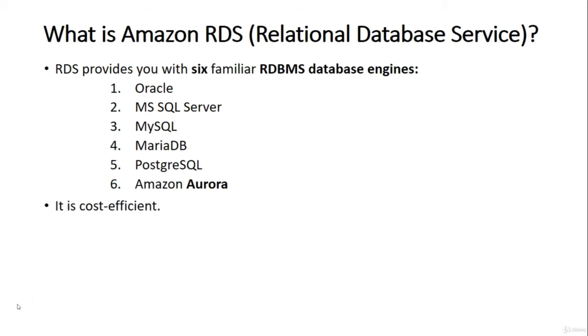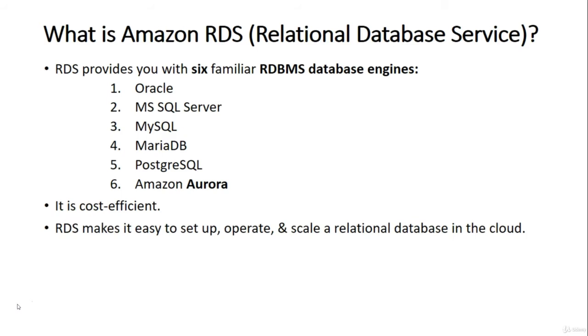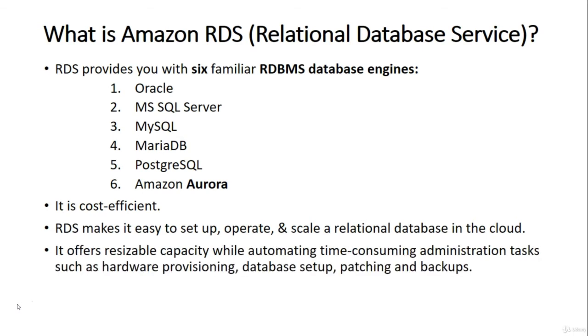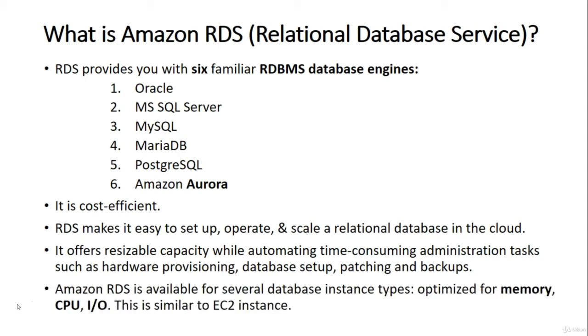RDS is cost efficient. RDS makes it easy to set up, operate, and scale a relational database in the cloud. It offers resizable capacity while automating time-consuming administration tasks such as hardware provisioning, database setup, patching, and backups. Amazon RDS is available for several database instance types, and they are optimized for memory, CPU, I/O. This is similar to EC2 instance, if you remember that we have already discussed. Now let us see what are the benefits of RDS.